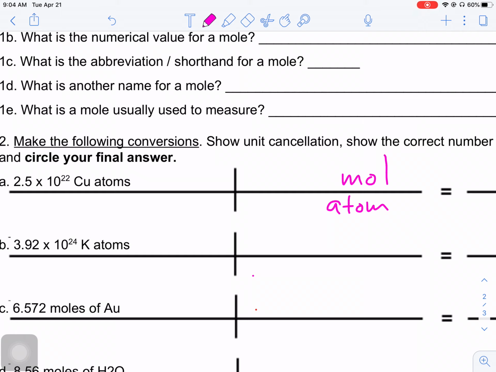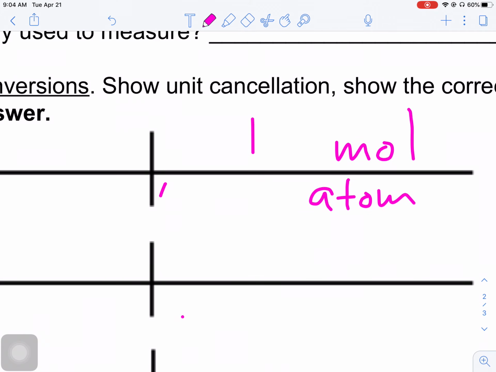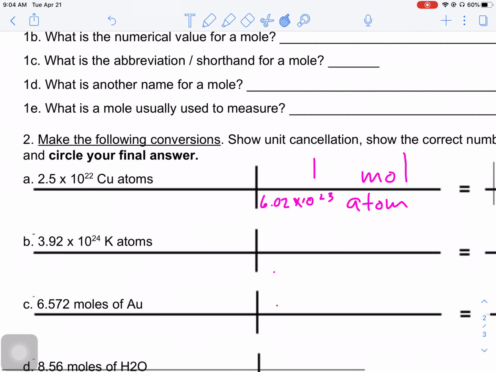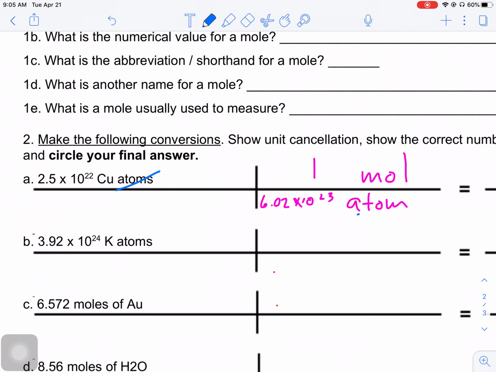Now remember, you have to kind of keep in mind, where does the 1 go? In this case, the 1 goes with the mole. And the Avogadro's number goes with the atoms. So the 6.02 times 10 to the 23 goes on the bottom. Now let's show unit cancellation real quick. I'll do that in a different color. So atoms, cancel out atoms.